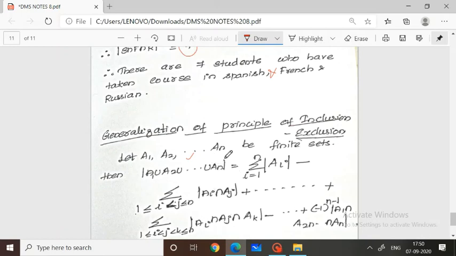equals the summation, i varies from 1 to n, of the modulus of Ai. First we have to write the number of elements in A plus the number of elements in B plus the number of elements in C. So that is given as the summation, i varies from 1 to n, of the modulus of Ai, minus the summation of Ai intersection. Next, considering 2 elements, two elements means Ai intersection Aj, so the summation over 1 less than or equal to i less than j less than or equal to n.